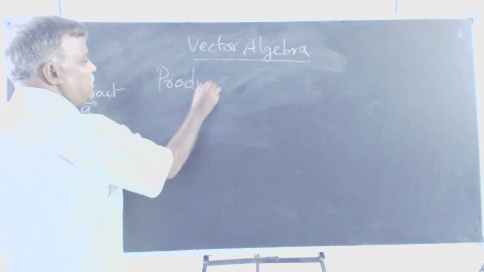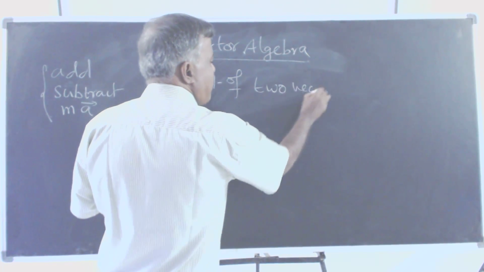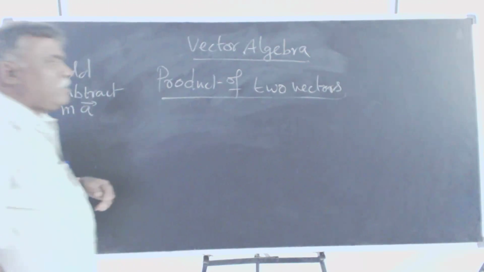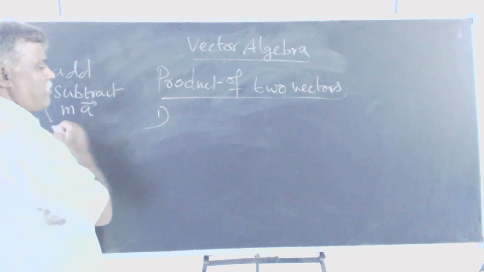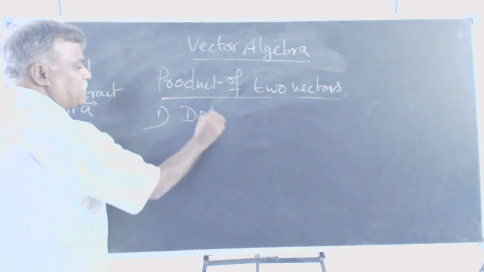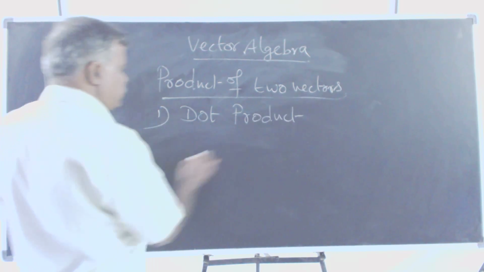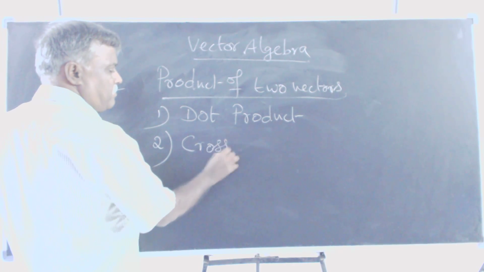Product of two vectors. Product of two vectors means there are two kinds. Number one, that is dot product. Number two, cross product.